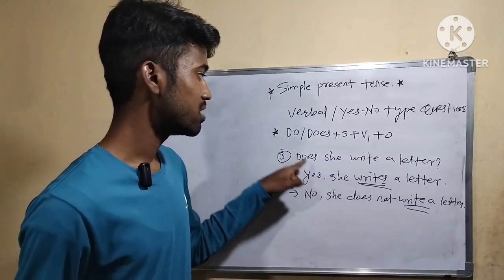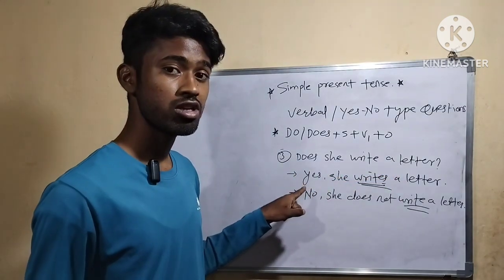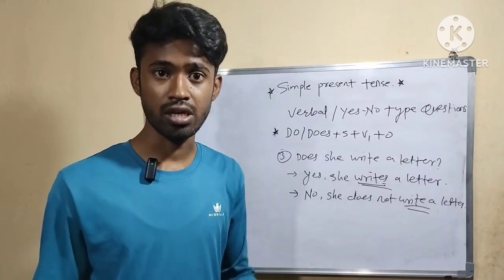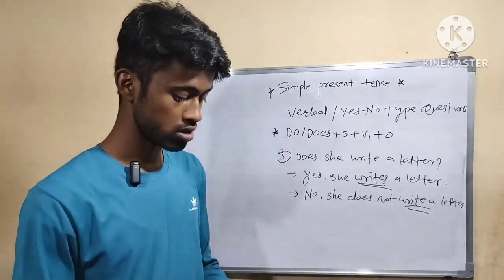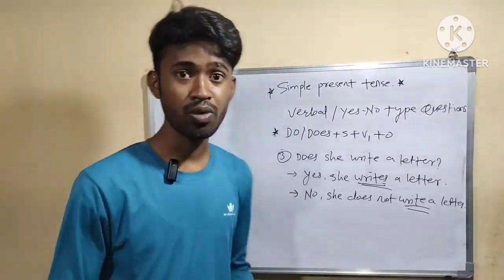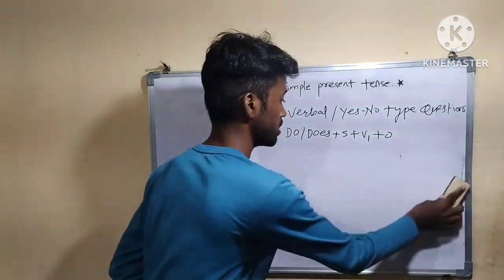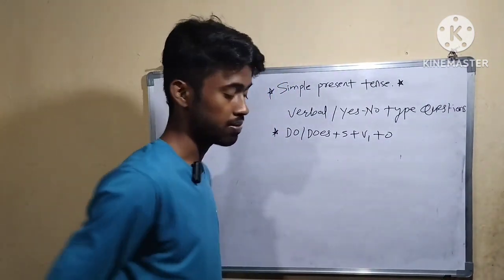So what is the question? Does she write a letter? Positive answer, yes, she writes a letter. Negative, no, she does not write a letter. Okay. Up to this you understood. We will see two more examples, right? So let's see the fourth example.